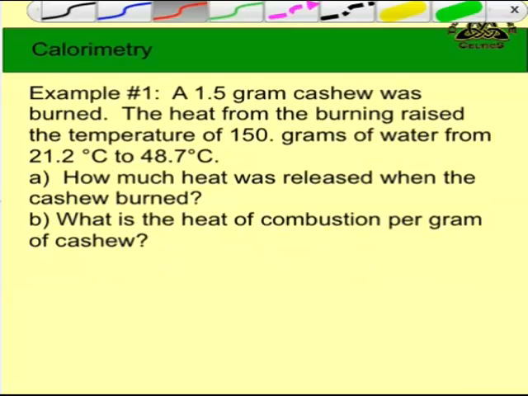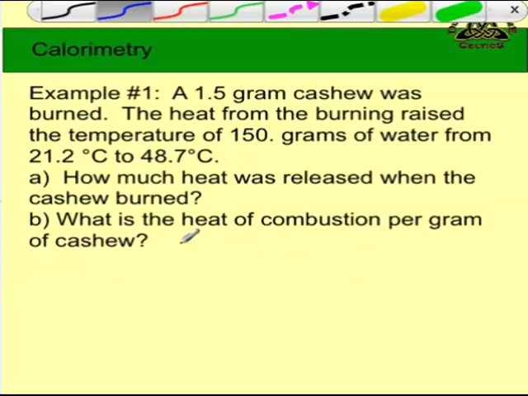First example we're going to do is example number 1 here. A 1.5 gram cashew was burned. The heat from the burning raised the temperature of 150 grams of water from 21.2 degrees Celsius to 48.7 degrees Celsius. Key thing here, if you want to notice, this is going to be 3 sig figs. Notice the decimal point right there.